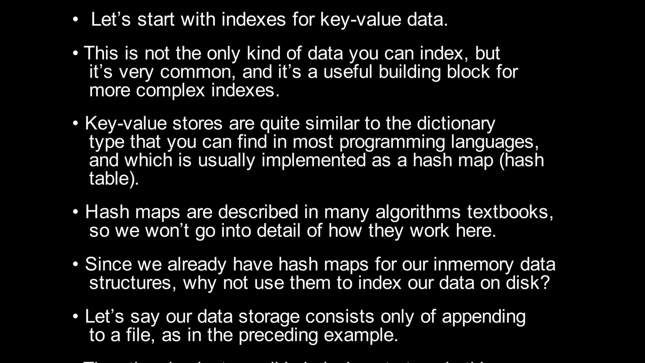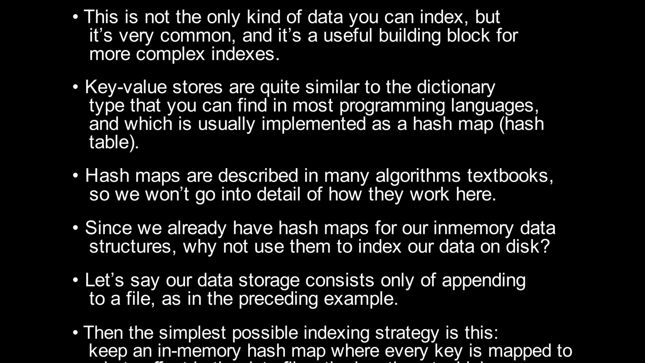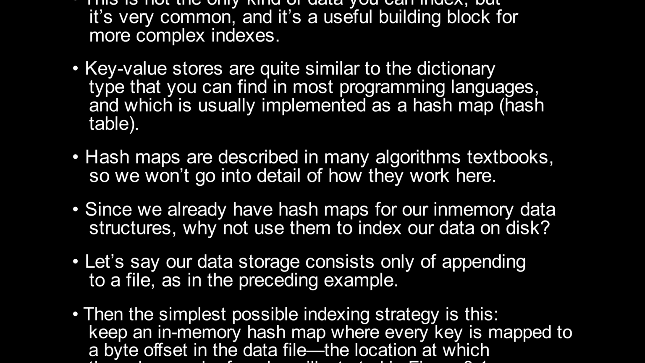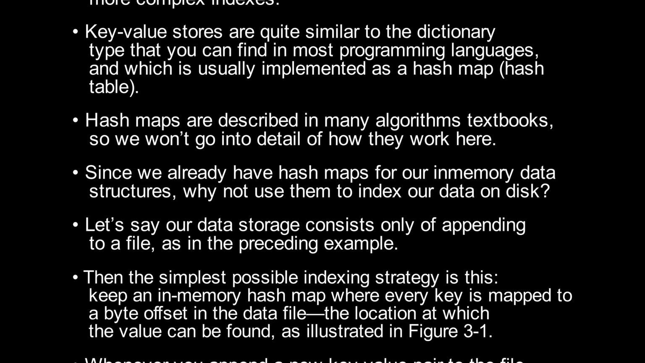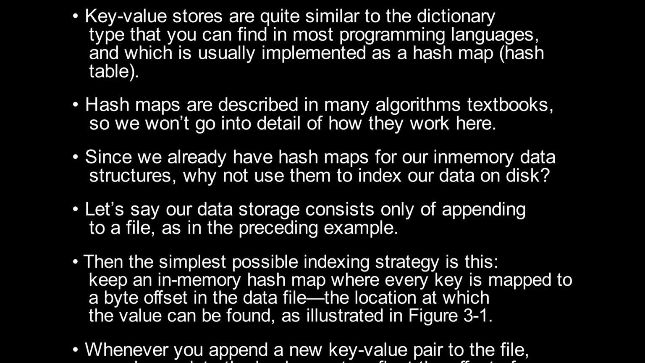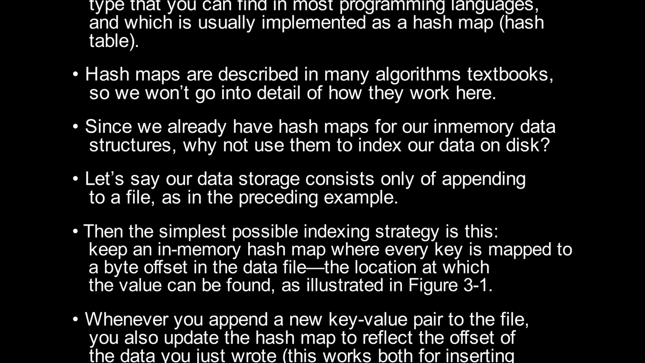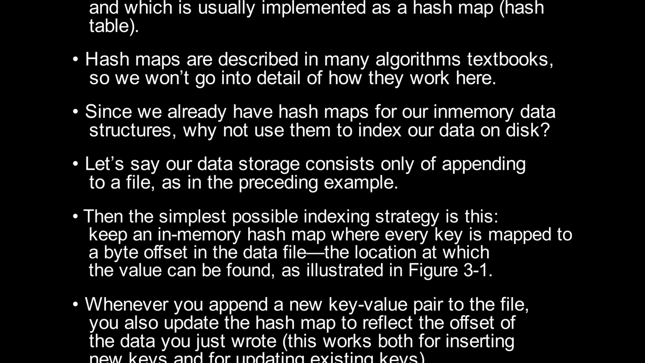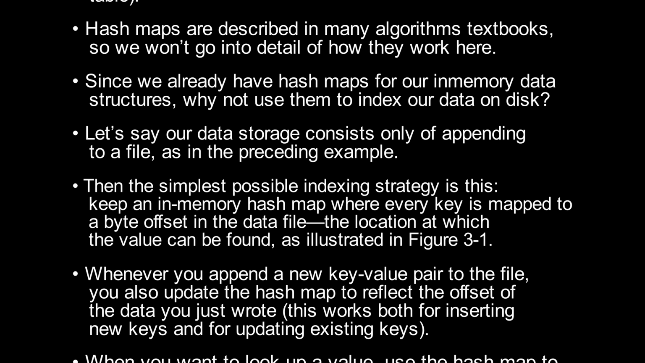Since we already have hash maps for our in-memory data structures, why not use them to index our data on disk? Let's say our data storage consists only of appending to a file, as in the preceding example. Then the simplest possible indexing strategy is this: keep an in-memory hash map, where every key is mapped to a byte offset in the data file, the location at which the value can be found, as illustrated in Figure 3-1.